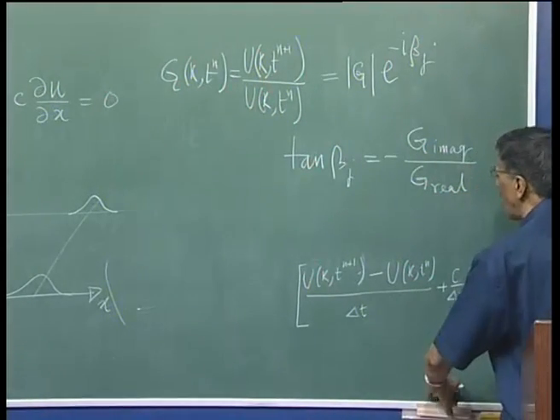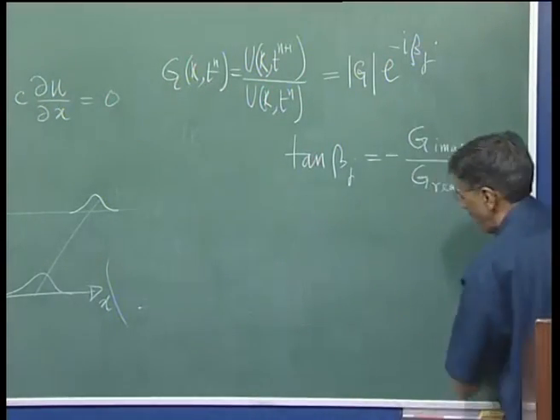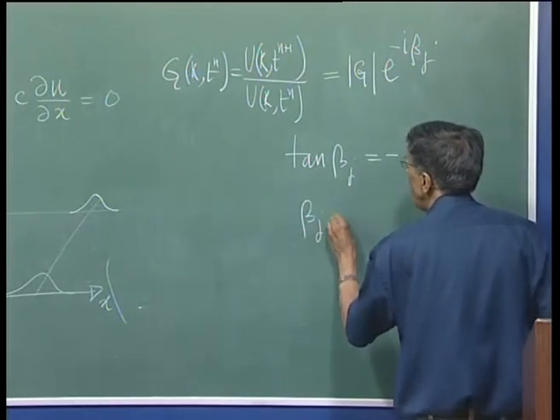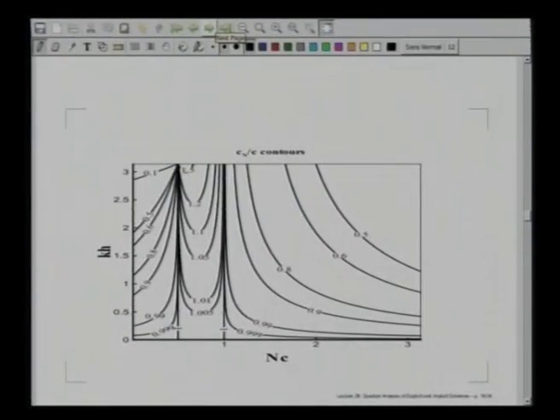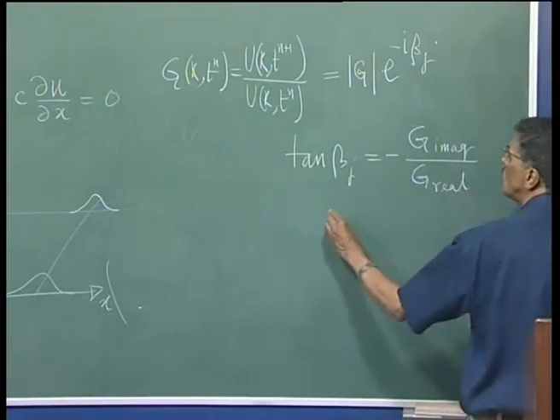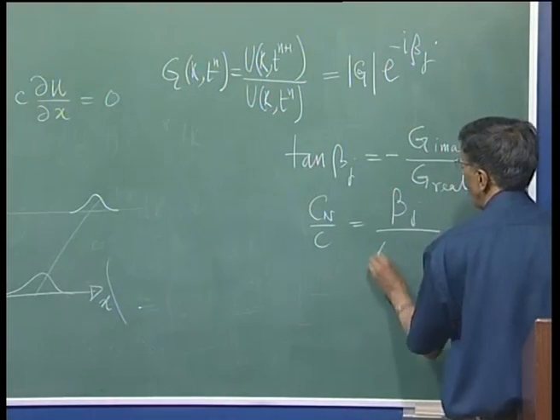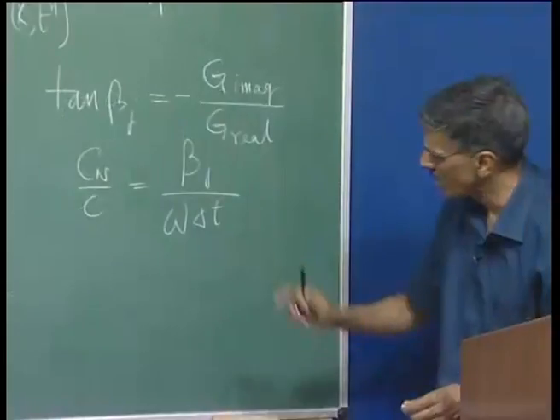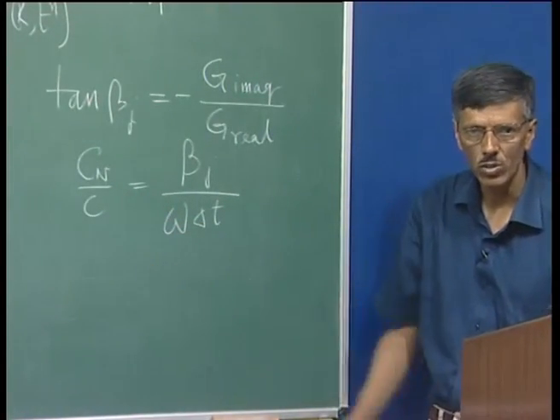Now, once you have gotten the value of G there, and in consequence you have gotten the value of beta j, we have shown it already that beta j can be related to Cn by C. So, Cn is the numerical phase speed, and we can show that Cn by C will be beta j by omega times delta t. Okay. So, once you have obtained beta j, you can calculate numerical phase speed. So, they are all related.